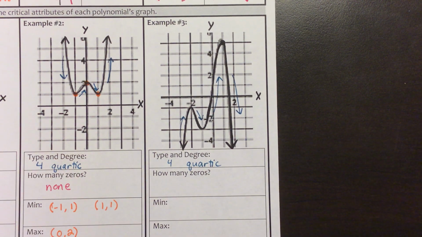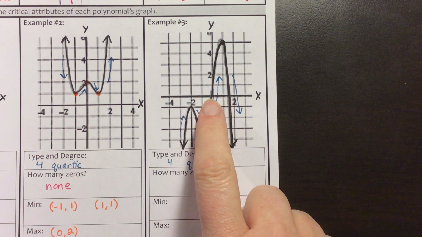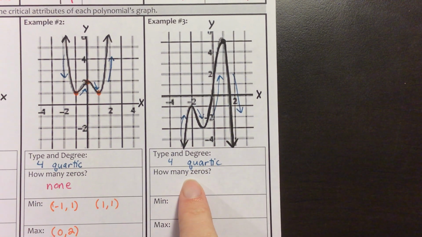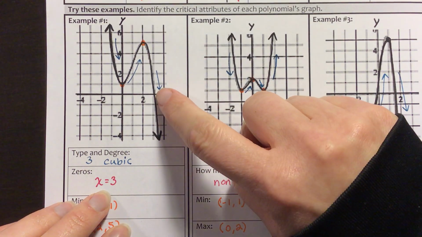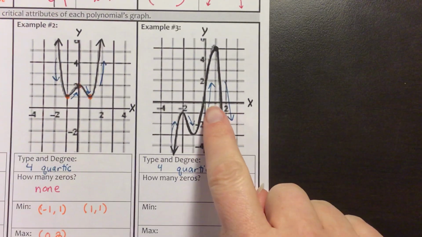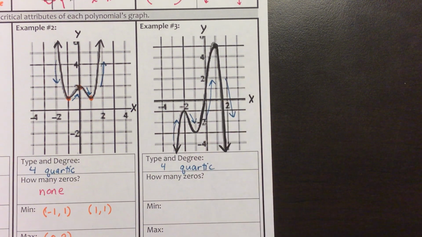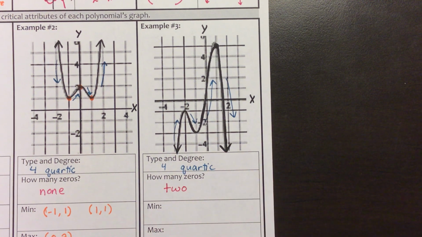All right, next is how many zeros. How many times does our graph cross the x-axis? It crosses 2 times. On this graph, the picture doesn't cross the x-axis at very good points. That's why we just said how many, not what are they. Okay. On number 1, we said x equals 3 because you can tell that that graph crosses the x-axis at 3 exactly. This one we would have to kind of estimate like negative 0.1 and like 1.5-ish. I don't know. So we just said how many? There are 2. There are 2 zeros. It happens at 2 spots.